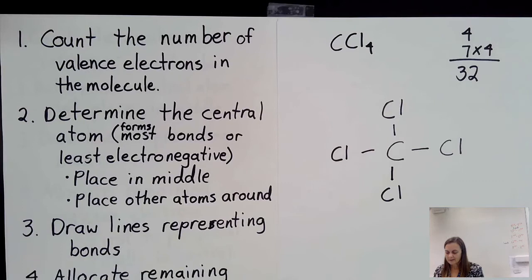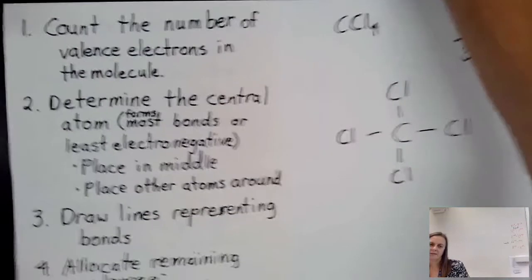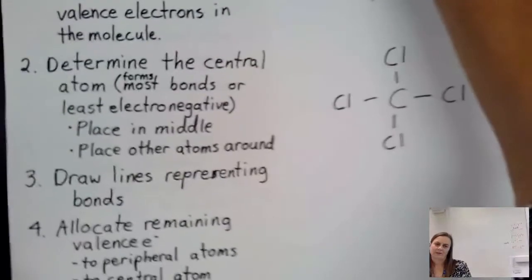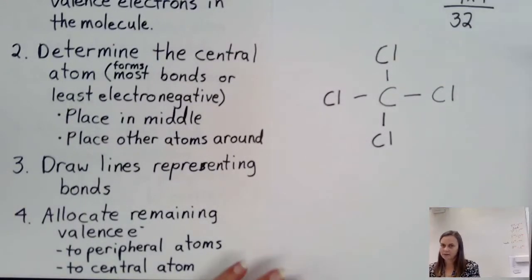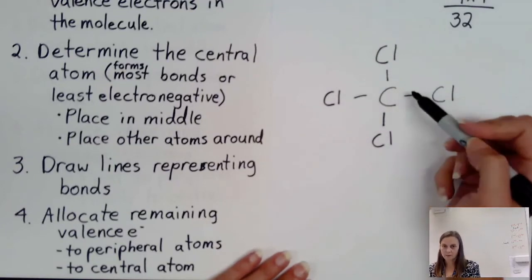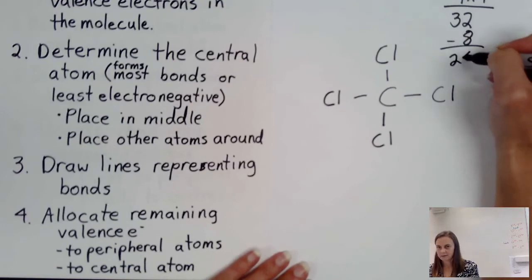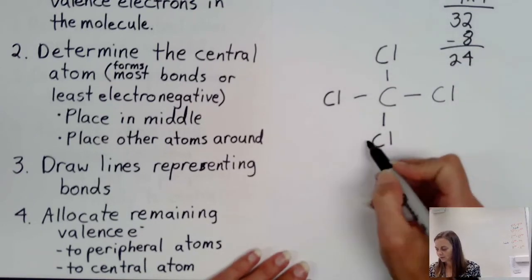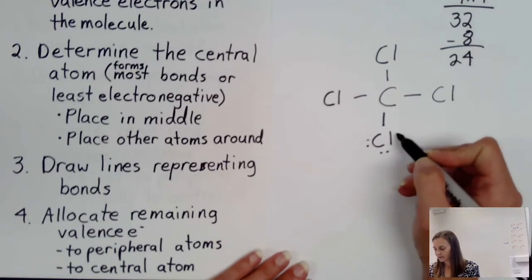And then our next step is going to be to allocate the remaining valence electrons. First, we're going to allocate those to the peripheral atoms, and then we're going to allocate them to the central atom. So we know that we had 32 valence electrons. We've now used up 8 of them, 2 here, 2 here, 2 here, and 2 here. So we still have 24 valence electrons remaining. So we're going to start by allocating them to the peripheral atoms. So that's going to put 2, 4, 6 on this chlorine.